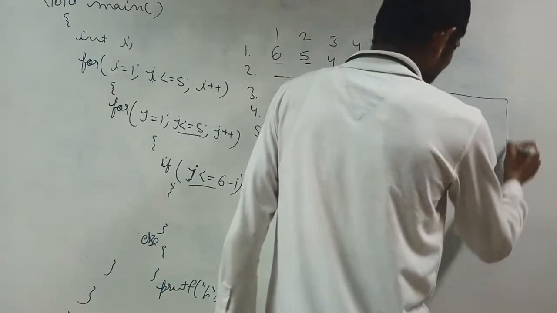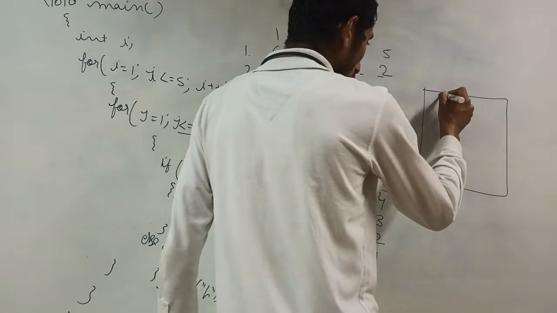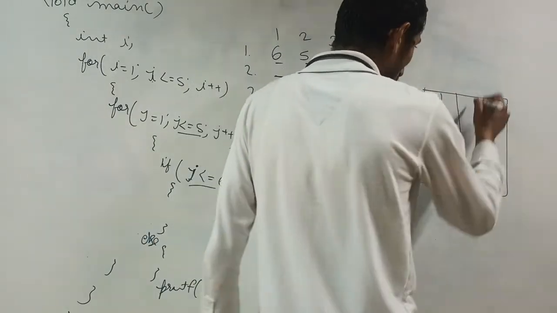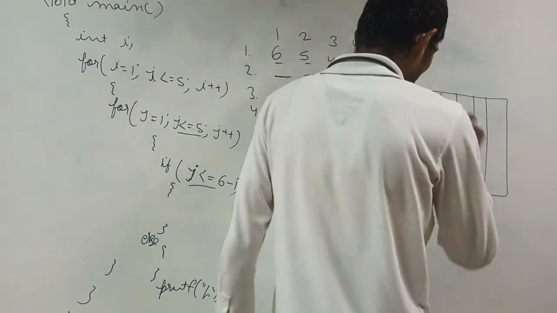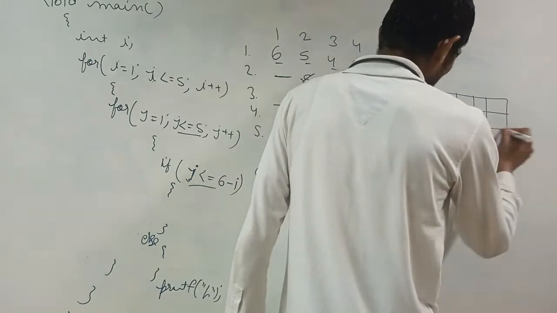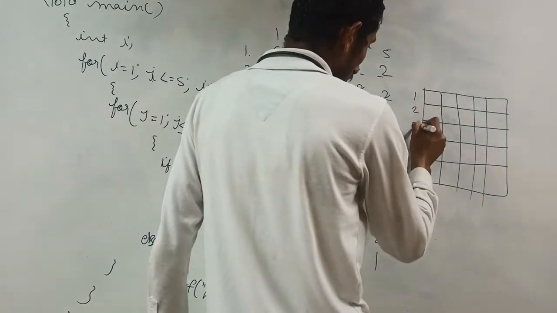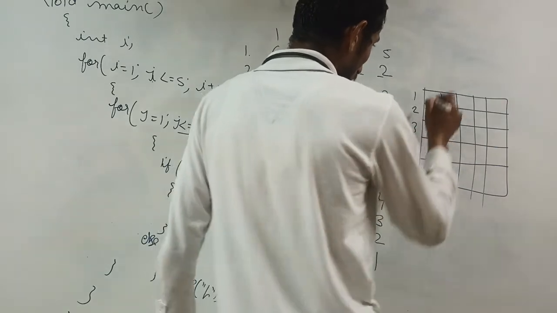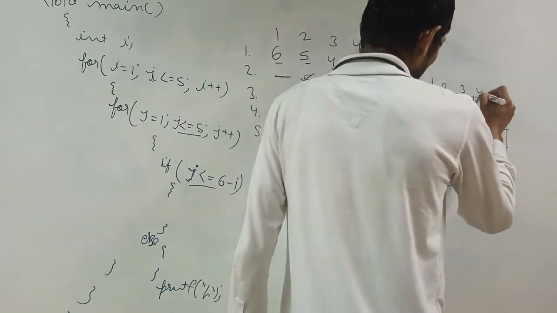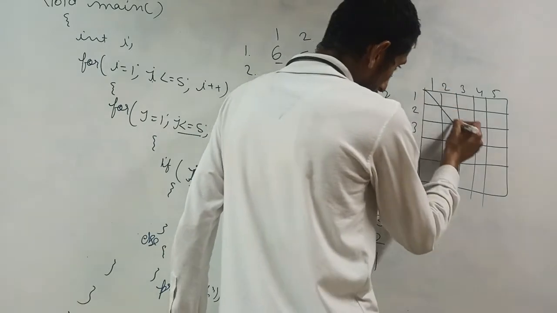So let me make a grid again. In this program, the better option is to build a grid. I have told you many times. So initially you have to build the grid. 1, 2, 3, 4, 5. That is the value of rows and the value of columns. And where you have to print something. So here.